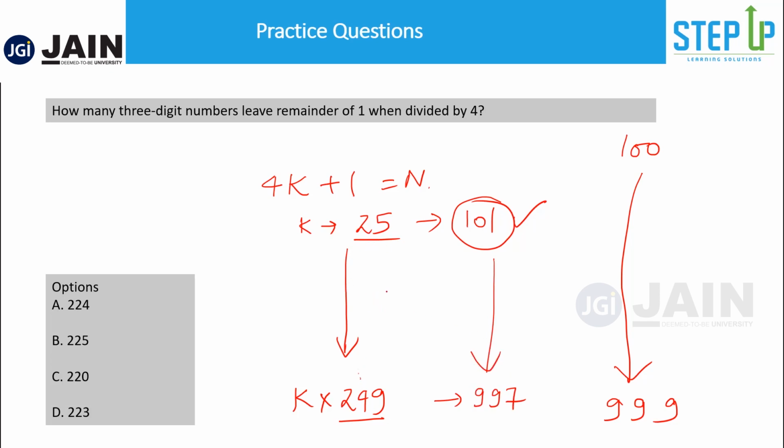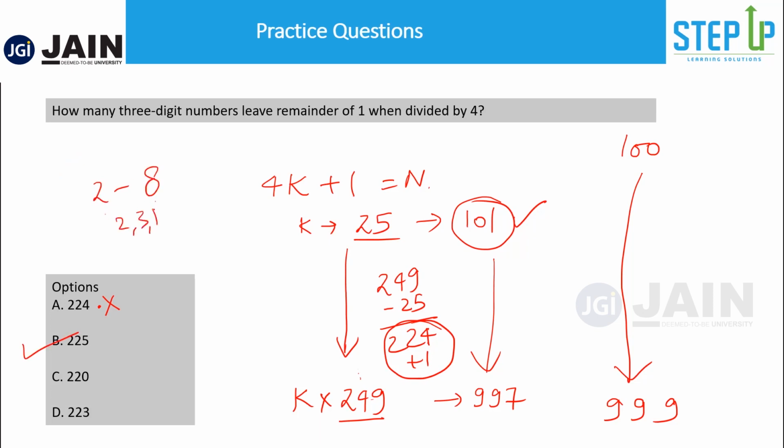So this is your range, but we have to count from 25 till 249. That means how many values are there? You can say 249 minus 25. How much is this? 224. So a lot of people are tempted to mark 224, but just a second. When you count numbers like that, from 25 to 249, you always do subtract plus 1. For example, if I am counting from 2 to 8, I'll do 8 minus 2 plus 1. Why? Because you have 2, 3, 4, 5, 6, 7, 8.